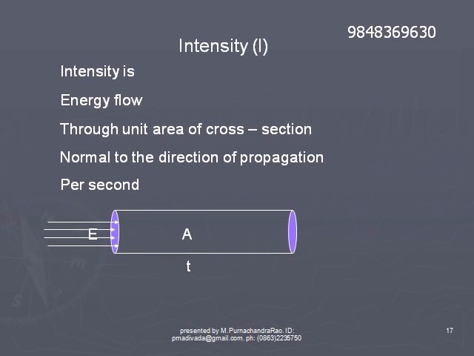To understand this mathematically, consider a tube of area of cross section A, and into this tube some fluid is entering. E is the energy of the fluid that enters in time t. The energy that enters this cross section A in time t, then the intensity is given by energy E divided by A into t. Like this we can calculate the intensity. Energy flow per second through unit area of cross section and normal to the surface area A. The energy flow should take place normal to the area A, and the energy that enters in 1 second through unit area of cross section is taken as the intensity.